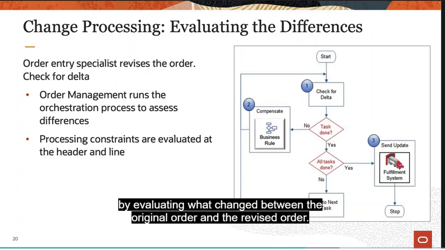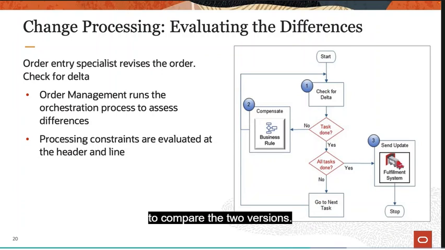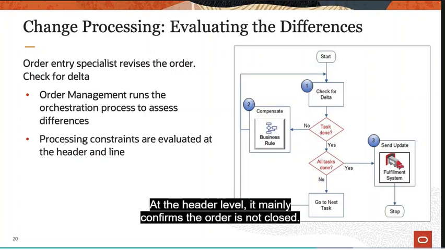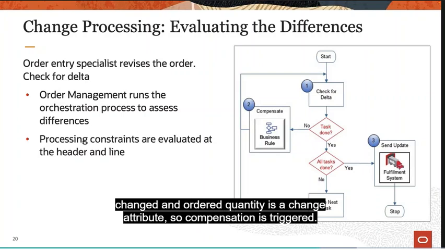It uses the same orchestration process that was assigned to the original order to compare the two versions. Order management then evaluates constraints at both the header and the line level. At the header level, it mainly confirms the order is not closed. At the line level, it detects that the ordered quantity changed, and ordered quantity is a change attribute, so compensation is triggered. Because Use Transactional Item Attributes is enabled, order management also compares transactional item attributes.